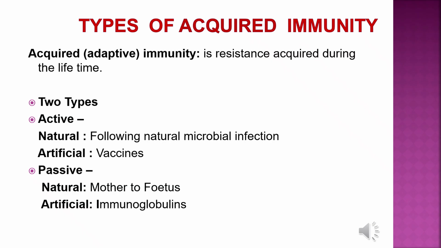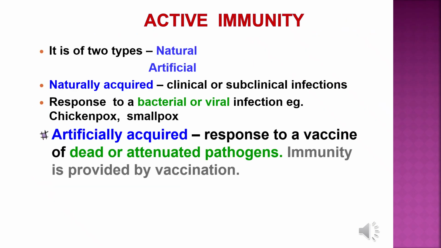And then passive, it is again divided into natural and artificial. A natural example is immunity transferred from mother to fetus, and artificial is through immunoglobulins or ready-made antisera. Then naturally acquired is through clinical or subclinical infections. We already saw the response to a bacterial or viral infection. Example: chickenpox, smallpox. Artificially acquired active immunity is the response to a vaccine of dead or attenuated pathogens. Immunity is provided by the vaccination.